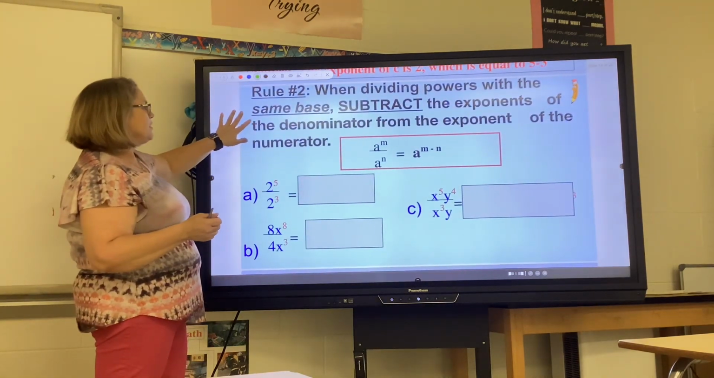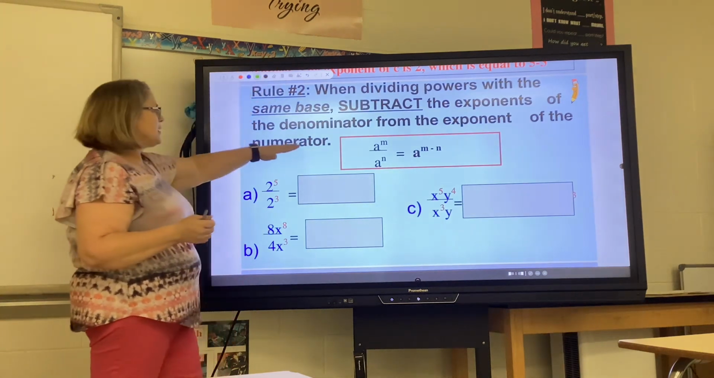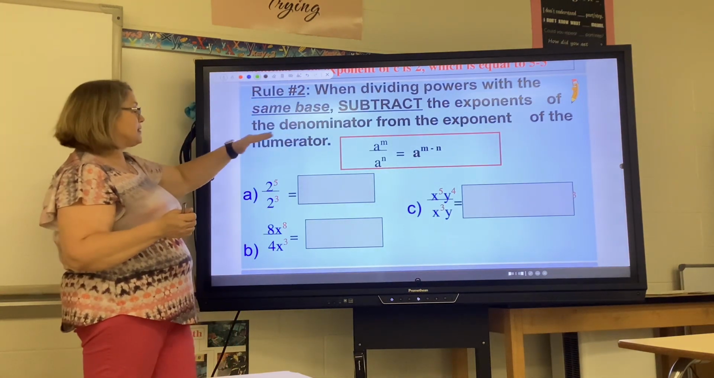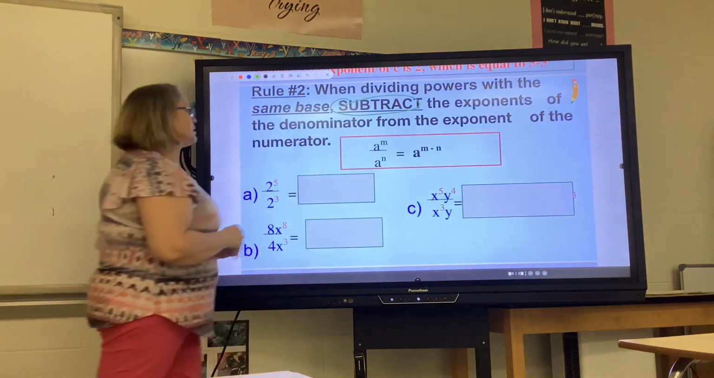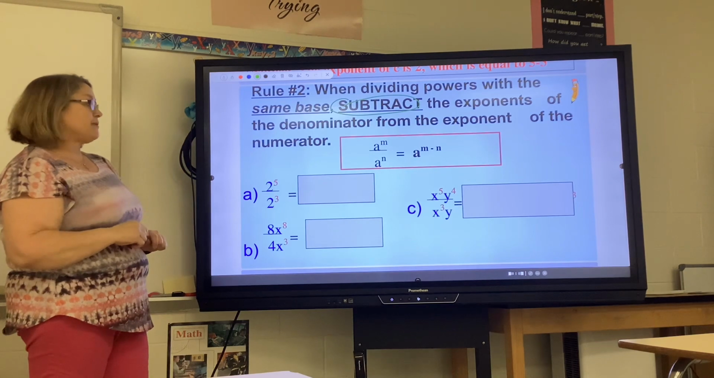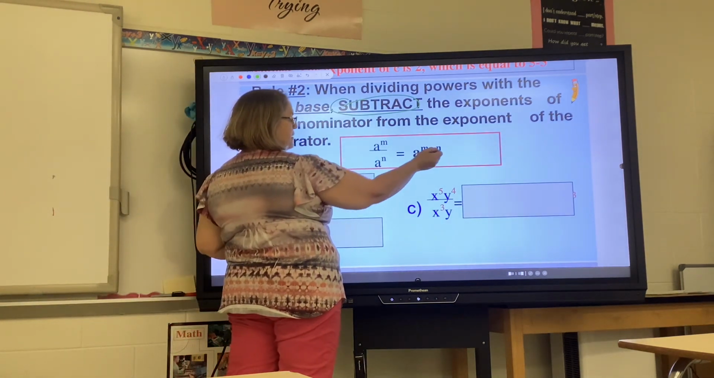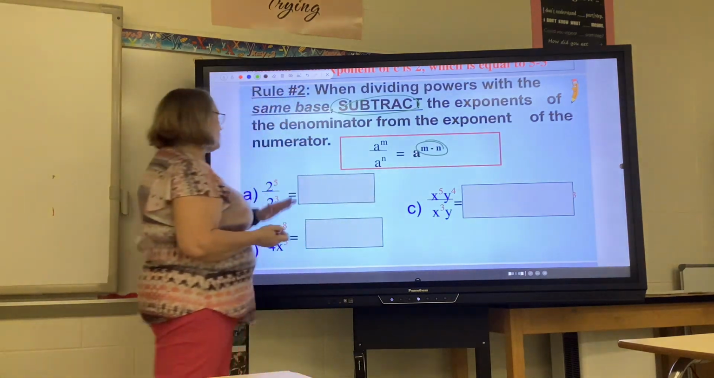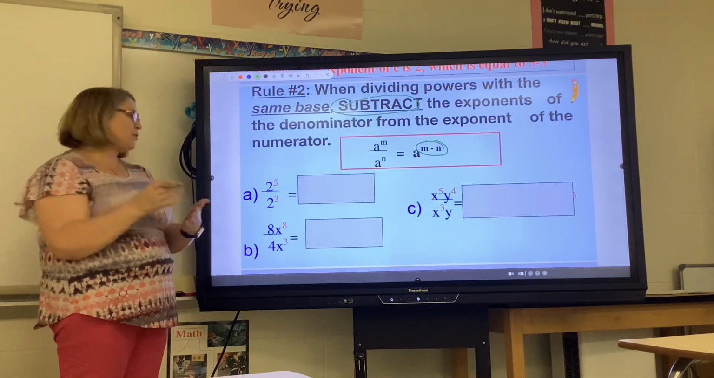So we're going to do these together. When dividing powers with the same base, we're going to subtract the exponents of the denominator from the exponent of the numerator. So basically, m minus n. And we're going to get there, but we're going to do it by breaking it down and putting it back together so you can see both ways.